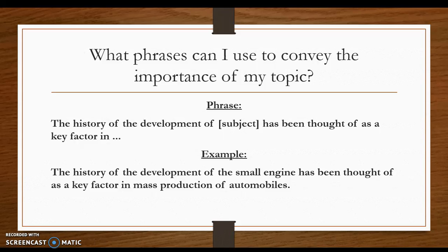The history of the development of, and then if you insert a subject of your choice, has been thought of as a key factor in. An example they came up with was: the history of the development of the small engine has been thought of as a key factor in mass production of automobiles. So you see how that subject is plugged in, but the sentence may need a little tweaking to make it work.